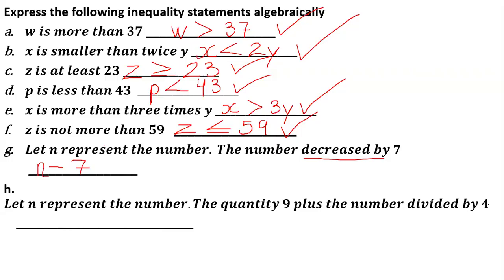All right. One more person before I go ahead and get done. 9 plus n divided by 4, but the 4 is going to be in fraction form, under the 9 plus n. Okay. All right.